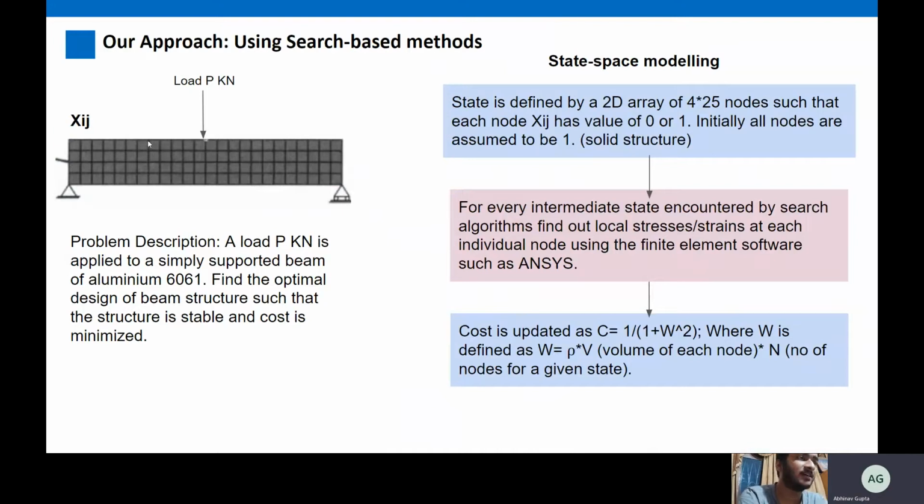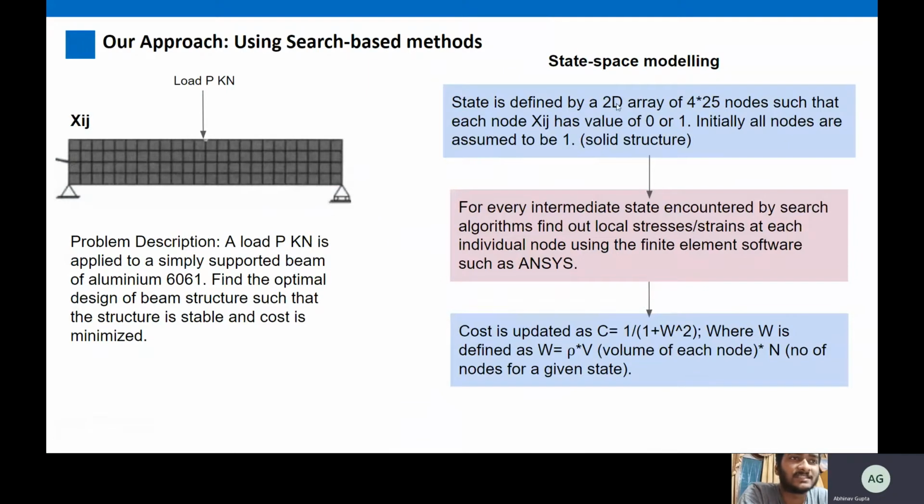So as you can see, this is a beam, a simply supported beam, and a load P is applied on it. And as you can see, we have divided it in different grids. So in our case, this is a 4x25 2D array. Now our task is to find the optimal design of the beam structure such that the structure is stable and the cost is minimized as well.